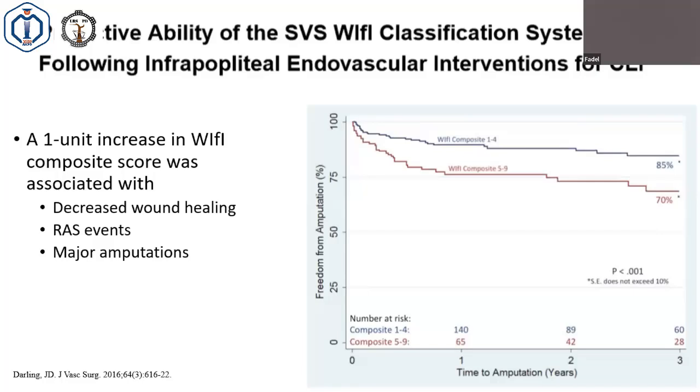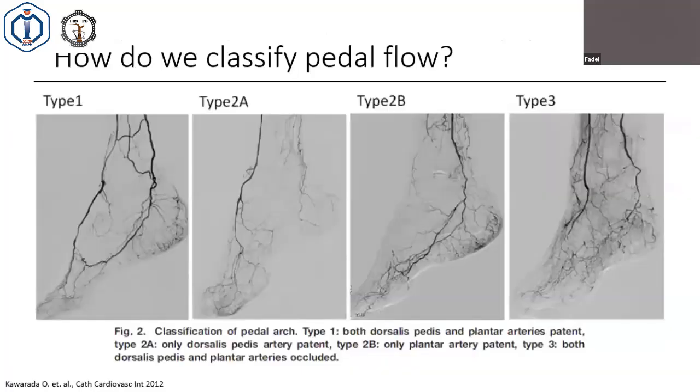So when we look at inframalleolar disease, how do we classify the pedal flow? This is a really nice depiction of the Cairo classification of the pedal arch. We have on the far left type 1 having both dorsalis pedis and the plantar arteries patent. Type 2A, next one over, only the dorsalis pedis artery is present. Type 2B, only the plantar arteries are patent. In type 3, both the dorsalis pedis and the plantar arteries are occluded, and we only see collaterals here.